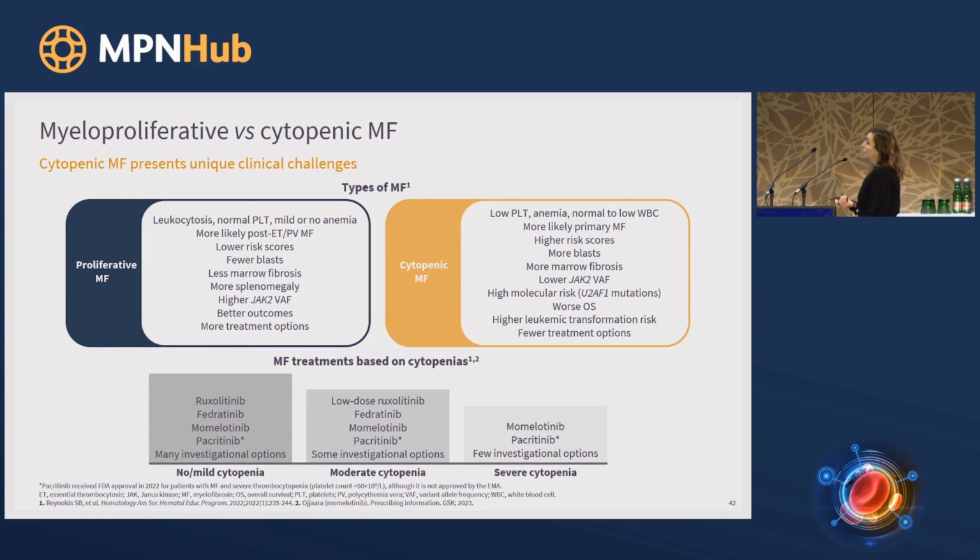In addition, cytopenic myelofibrosis is associated with a worse prognosis, with a shorter overall survival and an increased risk of progression to blast phase, and the management of these patients is complicated by limitation of treatment options.